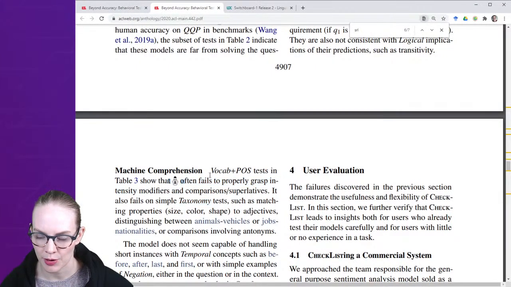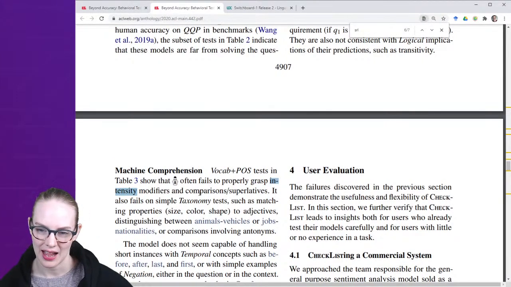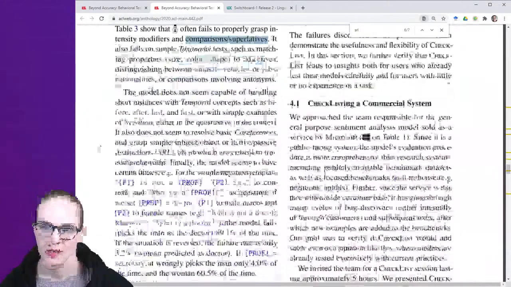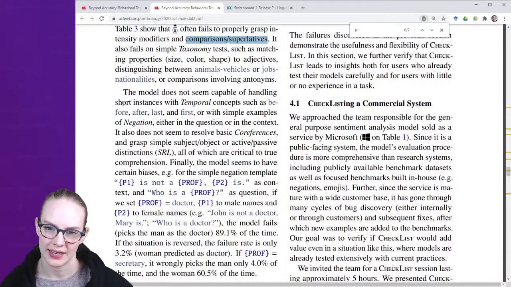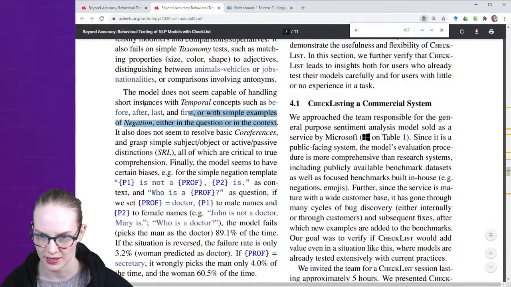And it looks like BERT also doesn't handle intensity modifiers, which would be like more, less, that sort of thing. And then comparative superlatives would be like good, better, best. The model does not seem capable of handling short instances with temporal concepts such as before, after, last, and first, with simple examples of negation, either in the question or in the context.